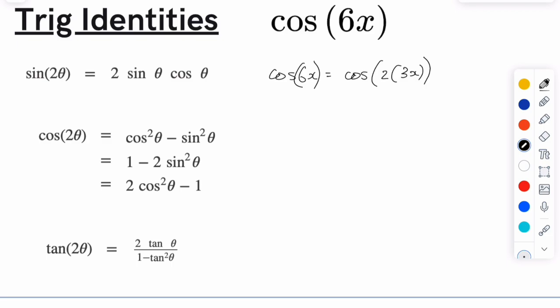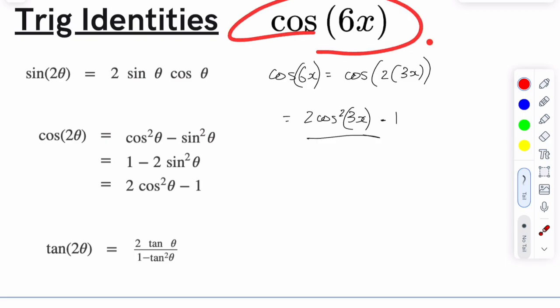And so what we can say is this simply equals, let's do this, 2 cos squared 3x minus 1. It's like magic, because as you can see, we've expanded from this into something we can solve for, which is going to be critical as you get into the equations parts of this syllabus.